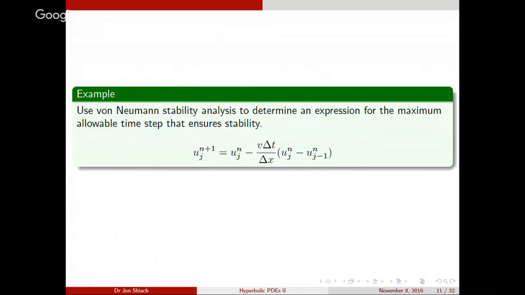Okay, and I've also got minus c times minus u_{j-1} there. So that's plus c u_{j-1}^n. Okay, so that's my scheme. I haven't done anything to it. It's the same scheme. I've just rewritten it in a particular form.